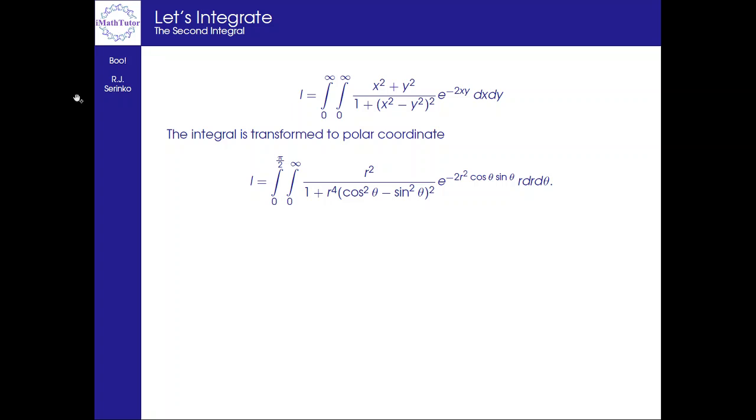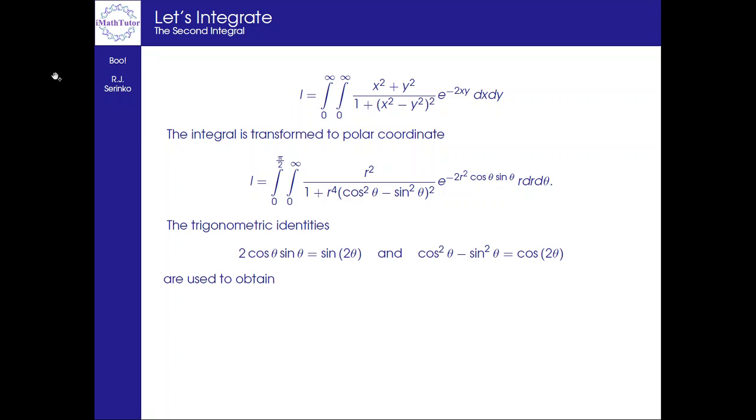Now at this point you might think that's not much better than what we have there. But we can use double angle formulas to simplify this. We have the trig identities that 2 cosine theta sine theta is sine 2 theta, and cosine squared theta minus sine squared theta is cosine 2 theta. So if we do that, now things are starting to look a little more tractable. But we're not quite there.